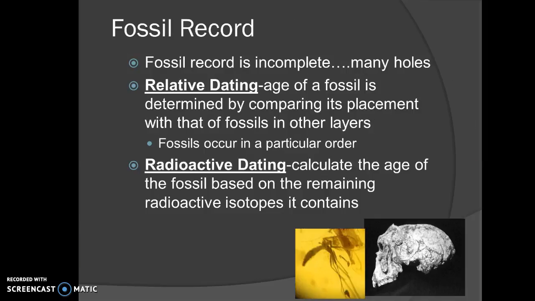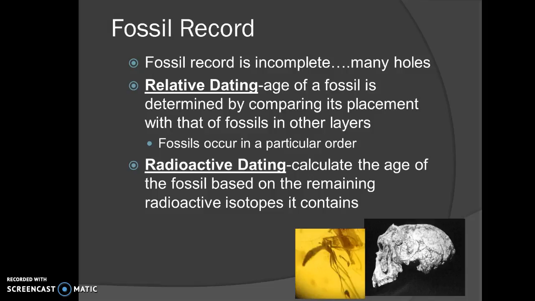The fossil record is incomplete. There are many holes, but even so, we have a couple of techniques that will allow us to somewhat determine when the organisms that now are fossils were alive, okay? When they died, like when they laid to rest, we have an idea of the time of that. And one method is relative dating. You're not going to date your aunt or your cousin or anything like that. We're not talking about that.